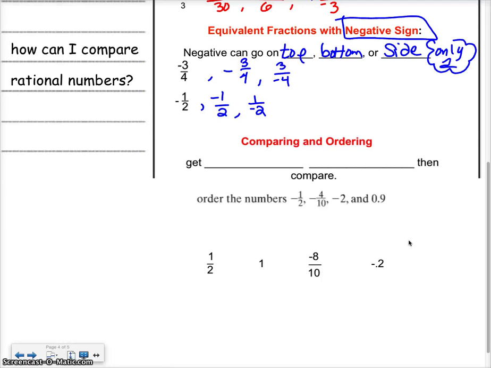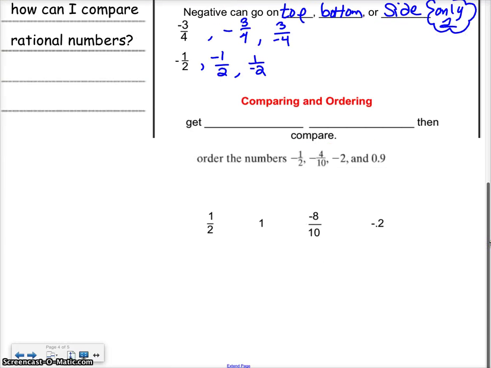Fractions, rational numbers. Next thing, second learning target, don't write that down because that looks messy next to the other two. You have comparing and ordering. You want to get into the same form and then compare.